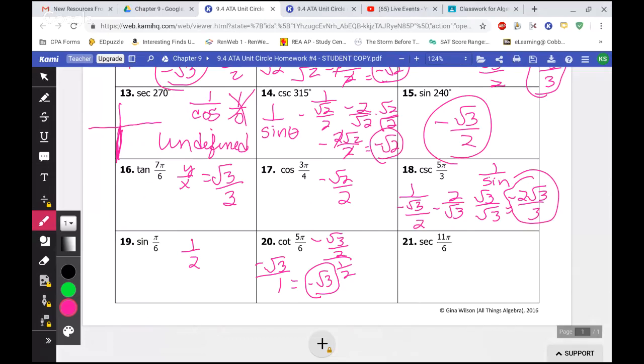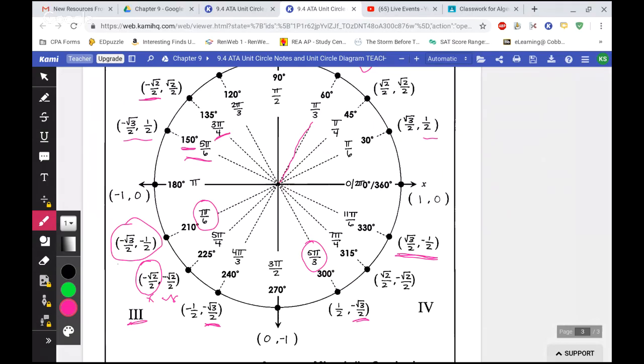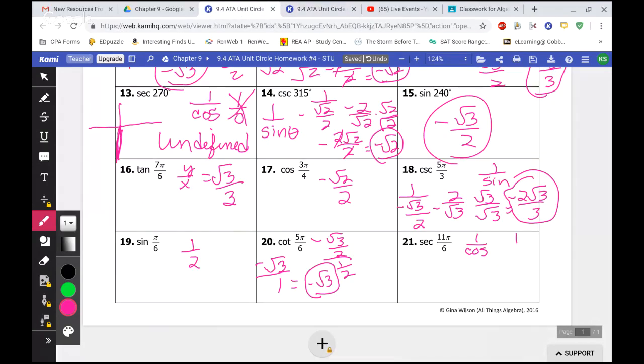Okay, so secant, 11 pi over 6. And secant is 1 over cosine. So we're looking for the x variable at 11 pi over 6. So that's this one right here because there's 11 pi over 6. So it's root 3 over 2 but we keep flip change. So that's going to be 2 over root 3. So I have to rationalize that.